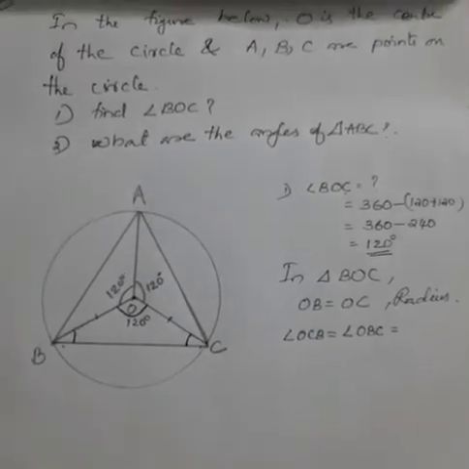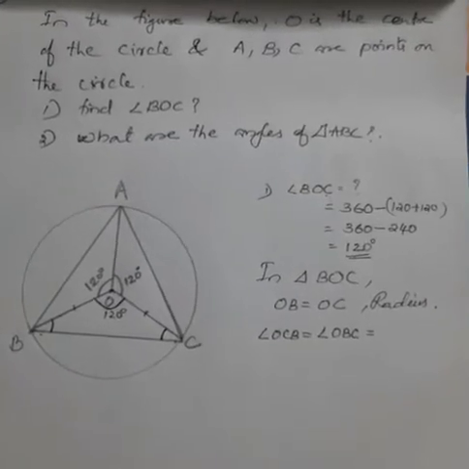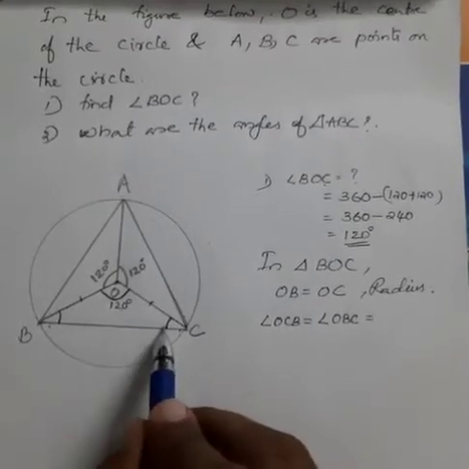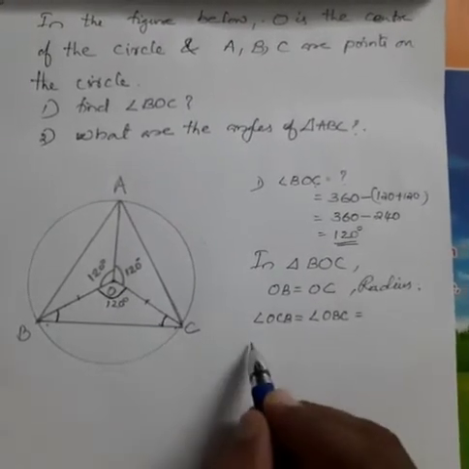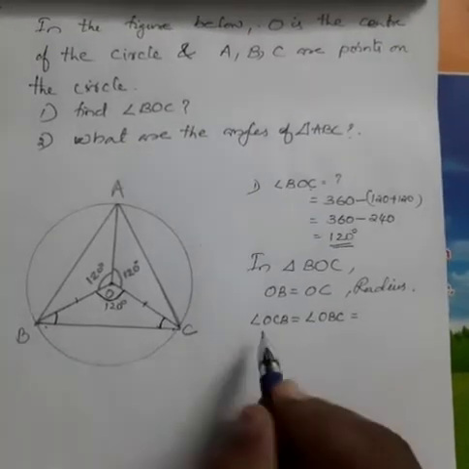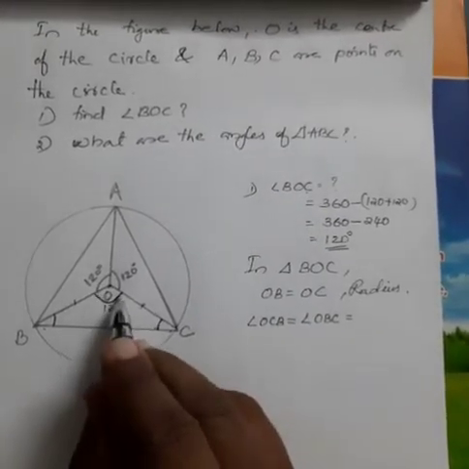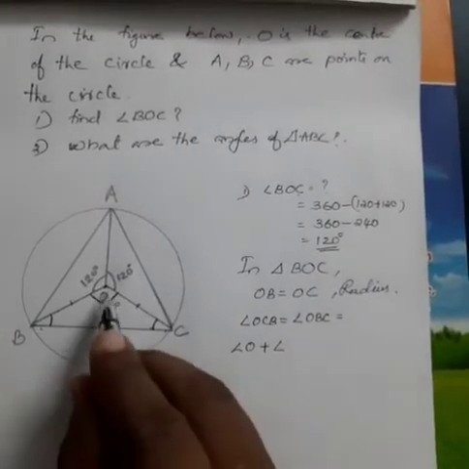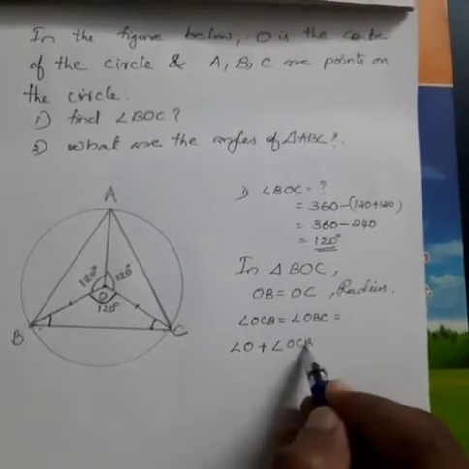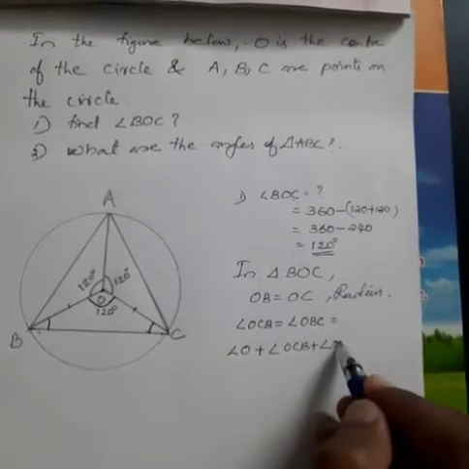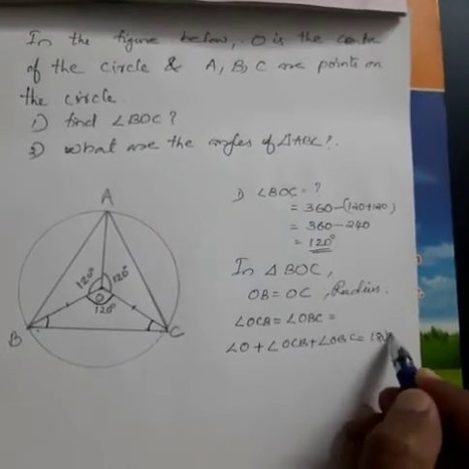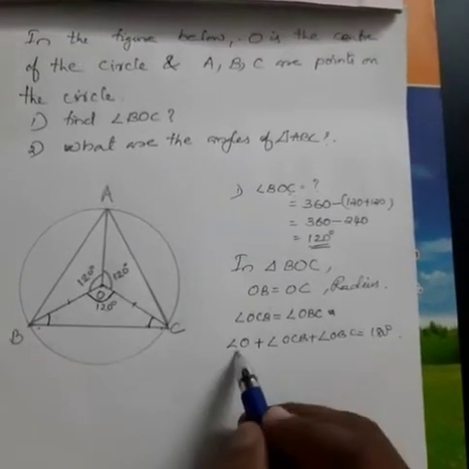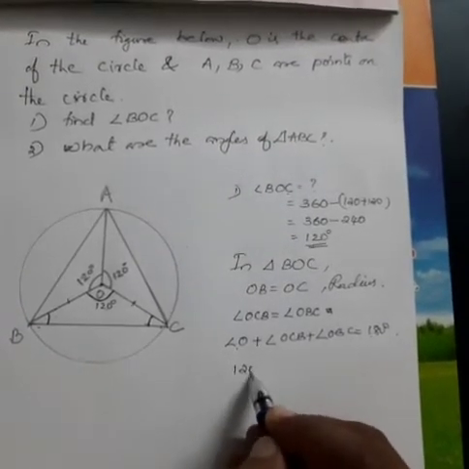Then in this triangle, one angle is given, 120. You have to find out the other two angles. You know, the sum of three angles is how much? 180. So angle O plus angle OCB plus angle OBC is equal to 180 degrees. So these three angles together are 180. Out of that, angle O is 120 degrees.